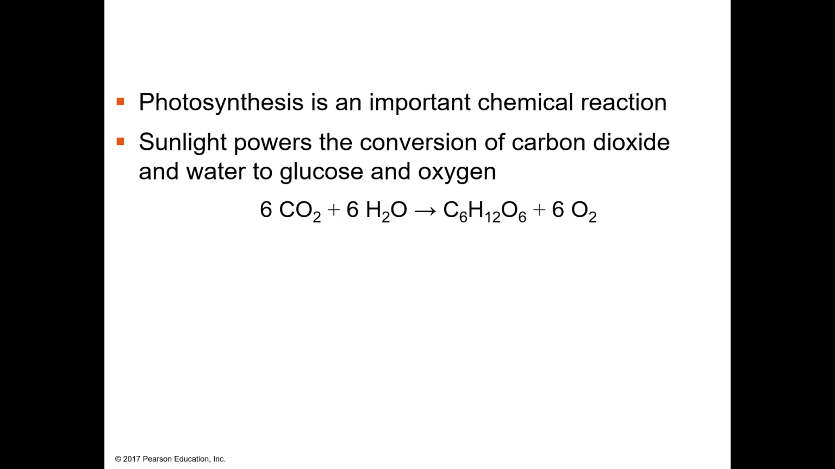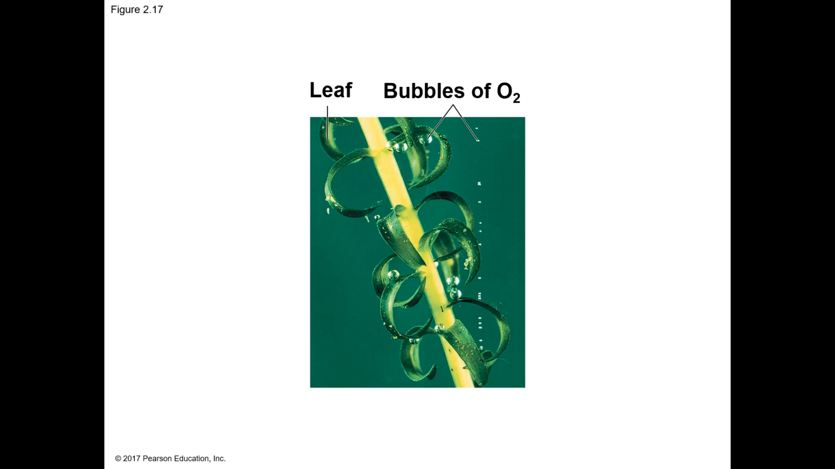Photosynthesis is an important chemical reaction. Sunlight powers the conversion of carbon dioxide and water to glucose and oxygen. If you look here in this chemical reaction formula, you have 6 carbon dioxide plus 6 water molecules produce 1 glucose molecule. There's no value in front of the C6H12O6, so it's just 1 glucose molecule and 6 oxygens. And that's the chemical formula for photosynthesis.